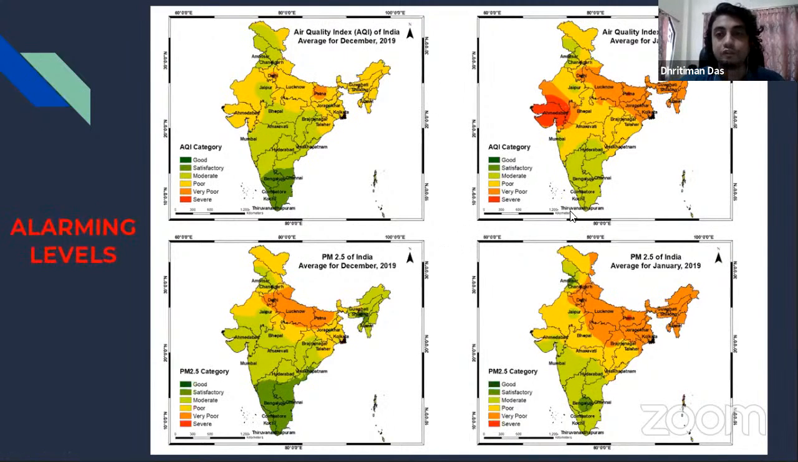These are some maps just to show the severity of the situation. This was last year, especially around this time. It's highly polluted, especially in December and January, starting from November.